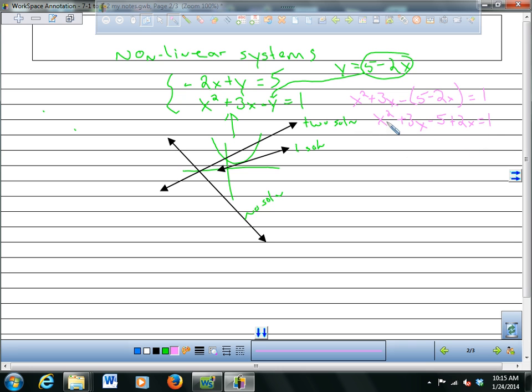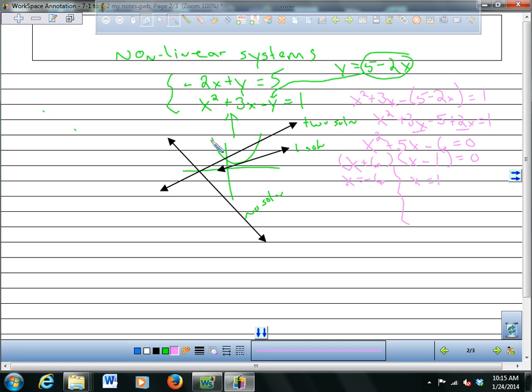And I want to get everything on the left side because I'm going to end up factoring this, okay? x squared, put together your like terms, plus 5x, minus 5 minus 1 makes minus 6, equals 0. And then you solve that either by factoring or some other method for solving quadratics. This one factors to positive 6 and negative 1. And so that means that either x equals negative 6 or x equals 1.